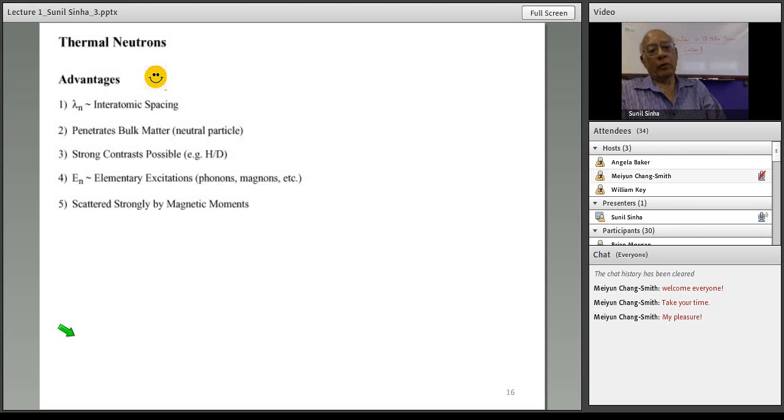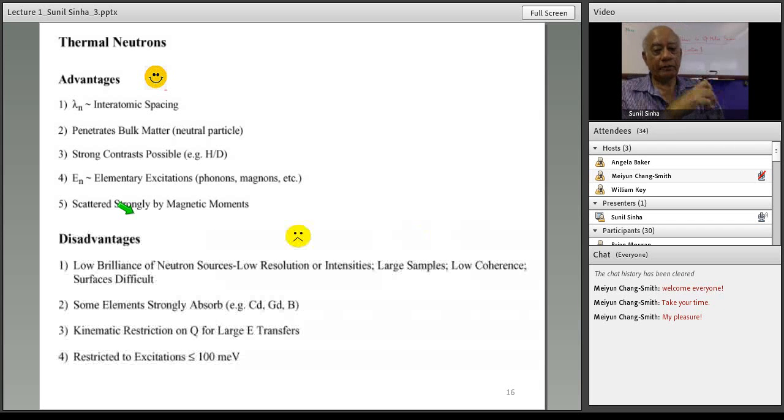So with neutrons, you're measuring a change of a few millielectronvolts in something which is itself of the order of 10 to 20 millielectronvolts. So it's much easier to do spectroscopy. And finally, it's scattered by magnetic moments.